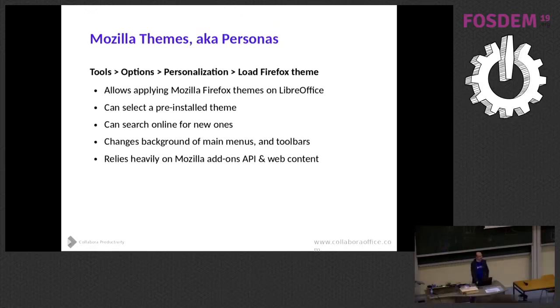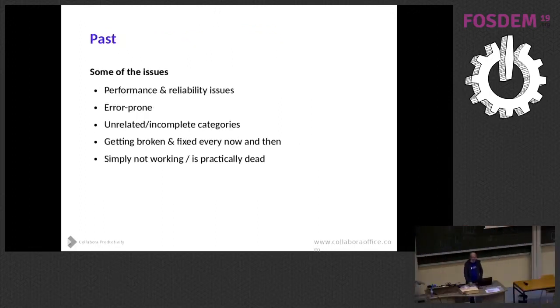It changes background of main menus and toolbars and heavily relies on Mozilla Add-ons API and web content. In the past, there were many issues about personas. There still are, but some of them are performance and reliability issues. The implementation was error prone. There were unrelated incomplete categories on the dialog, and it was constantly getting broken and needing fixing. And it was simply not working well and practically dead.